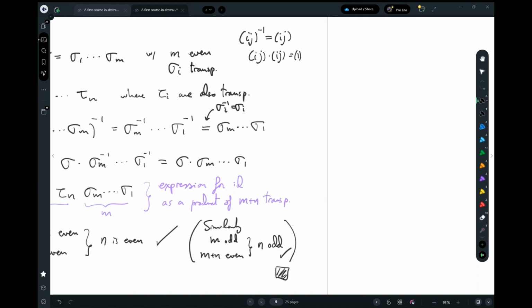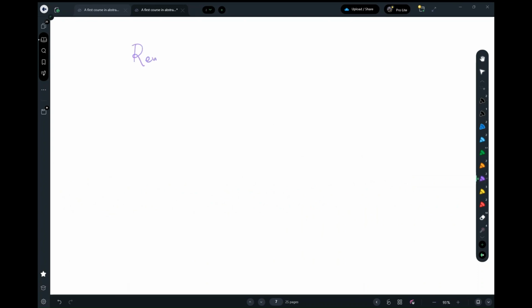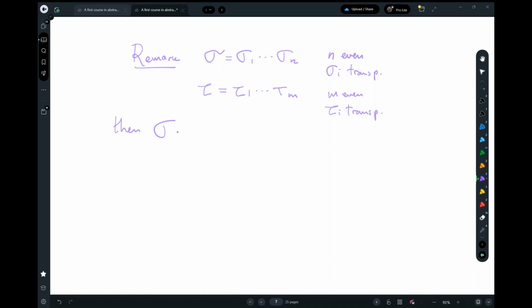Also let me remark here that if I have some element that is a product of an even number of transpositions, and I have some other element that is also a product of an even number of transpositions, then sigma times tau, which is sigma 1 through sigma n, tau 1 through tau m, has an expression as n plus m transpositions, which is also even. It's an even number of transpositions.